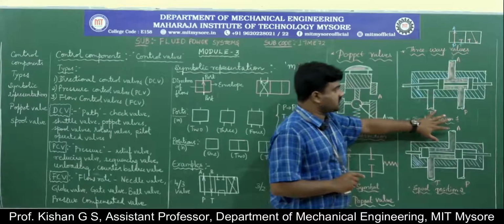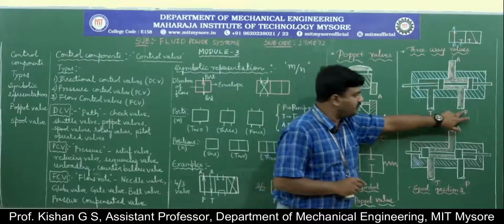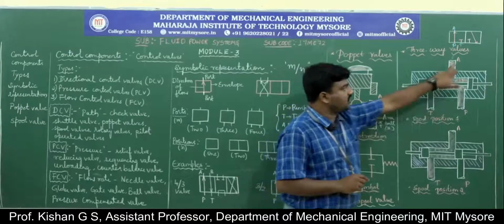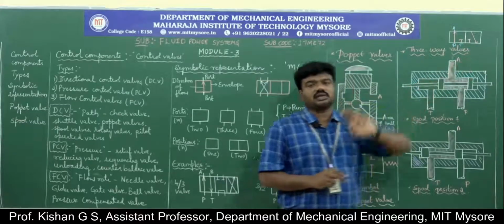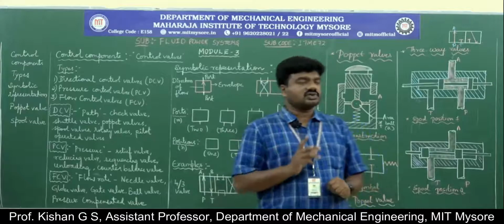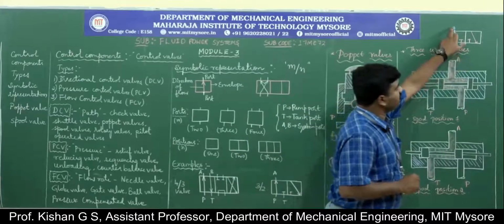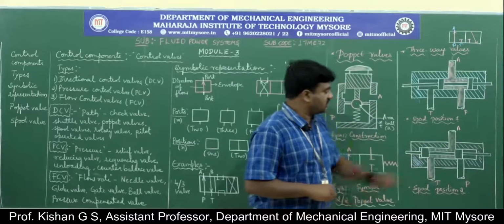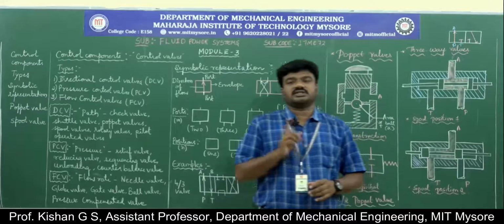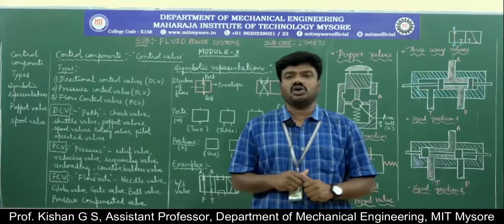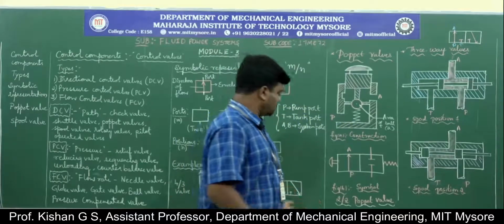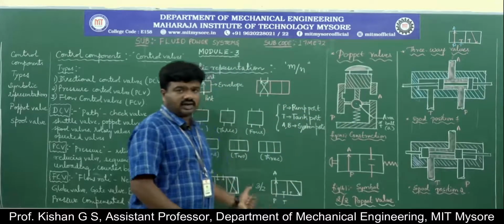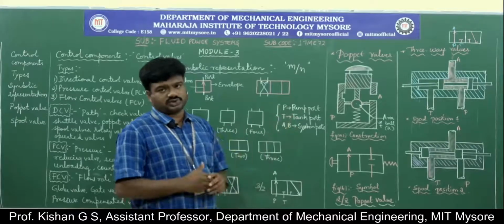So according to the construction, how many ports do you have? You have a pump port, you have the tank port, you have the system port. That is, the number of ports is 3. So we have P, A and T. So 3 ports, 2 positions. So this is considered to be a 3/2 direction control valve. Okay, it is 3 ports, 2 positions.